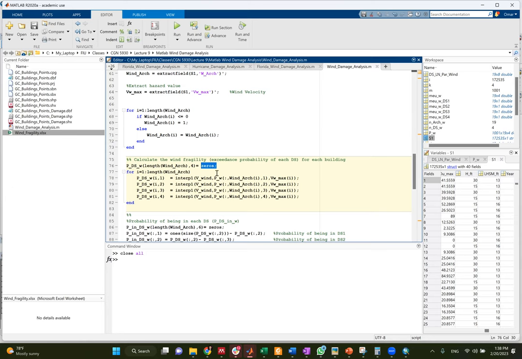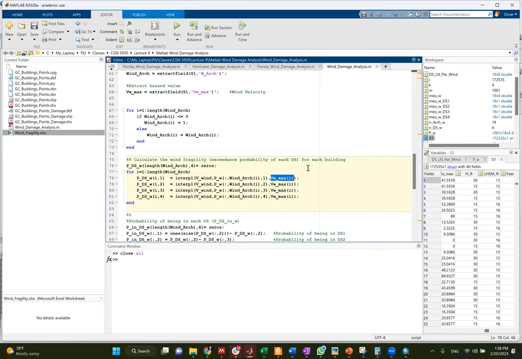So that's what we did here. I give this function all my wind speeds and the exceedance probability for this wind speed for this archetype. The third value is the new wind speed that I calculated for this building, so interpolate at this wind value. So it has three parameters. The first is the x, y of my function.